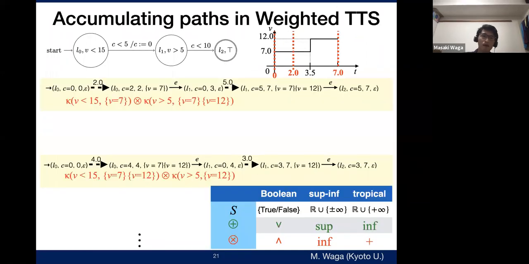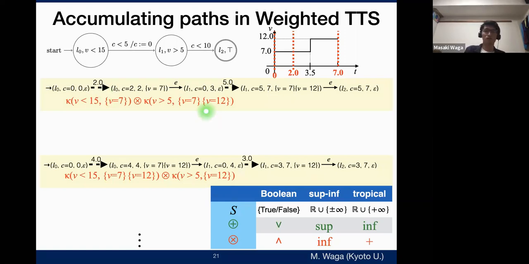And we have many, actually infinitely many, possible paths. This is, for example, because in the previous example I showed, the first time elapse was of length 2.0, but the length can be, for example, 4.0. And in general, it can be many other possible delays, or in case there is some other branching, the discrete transition can be something else. And in such a way, there are, in general, infinitely many possible paths.